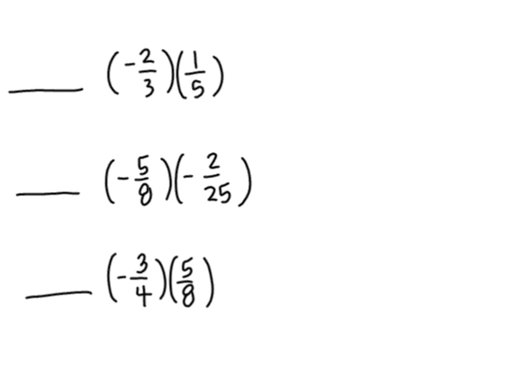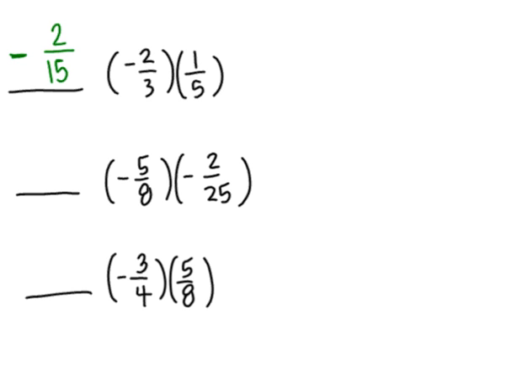But we also have to talk about what happens if we have signs. So here we go. I have negative 2/3 times 1/5. They have different signs, so my answer is negative. I don't see anything that reduces, so I can multiply straight across the top. 2 times 1, and that gives me 2. I can multiply straight across the bottom. 3 times 5, that gives me 15. So my answer is negative 2/15.